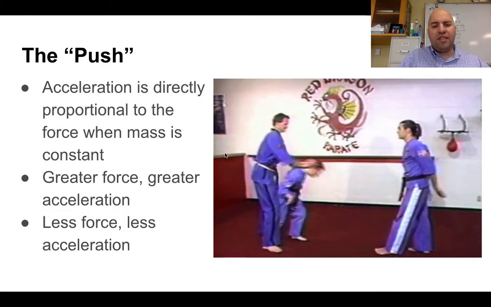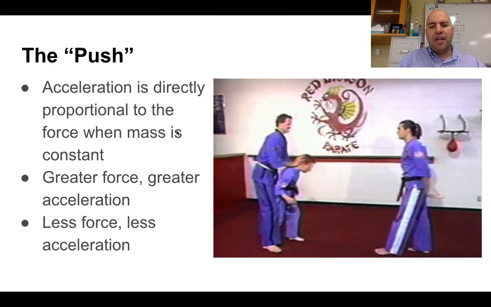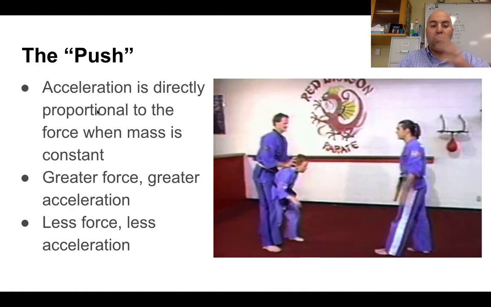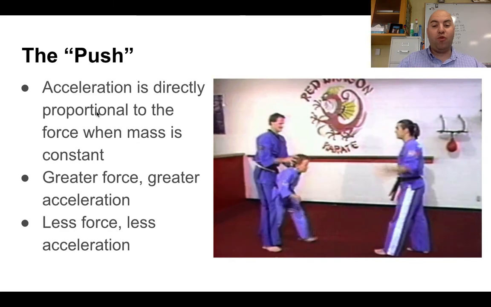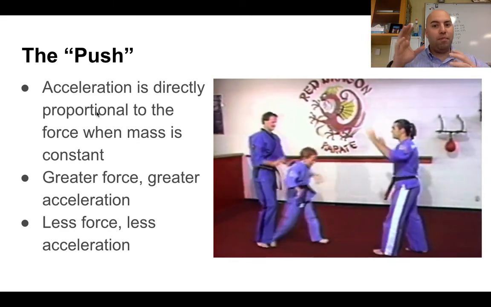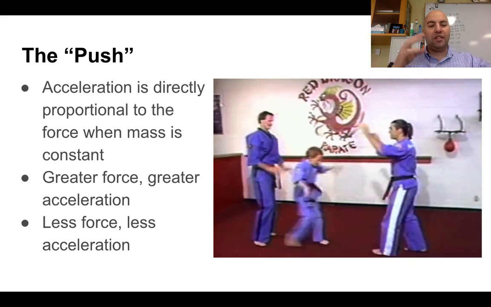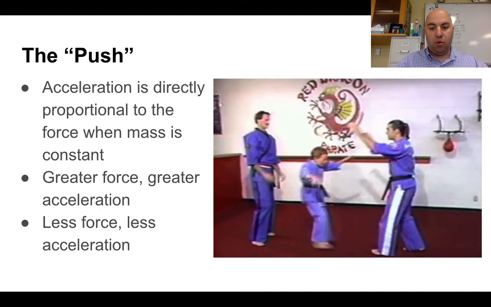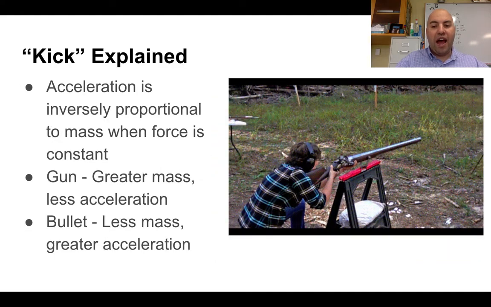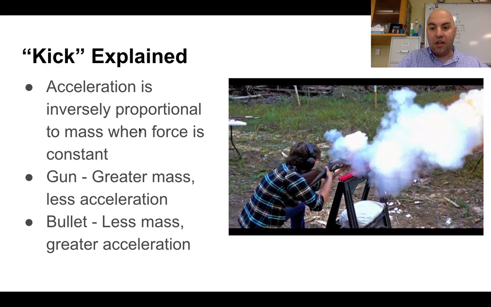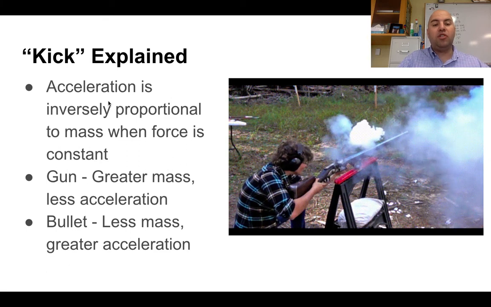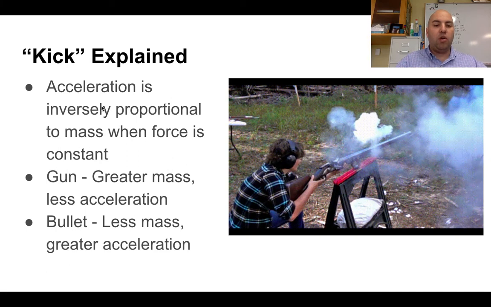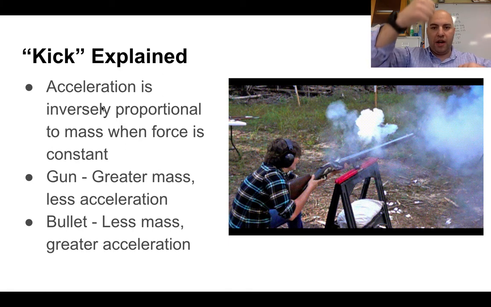So let's do some examples here. Like if you've got this kid who is getting pushed around, his mass is staying the same, but he's going to accelerate directly proportional to the force. So if I push him with greater force, he's going to accelerate more. If I push him with less force, he's going to accelerate less. So once again, force and acceleration are directly proportional. However, with acceleration and mass, acceleration is going to be inversely proportional. So when one goes up, the other one goes down, and they are in opposite directions.